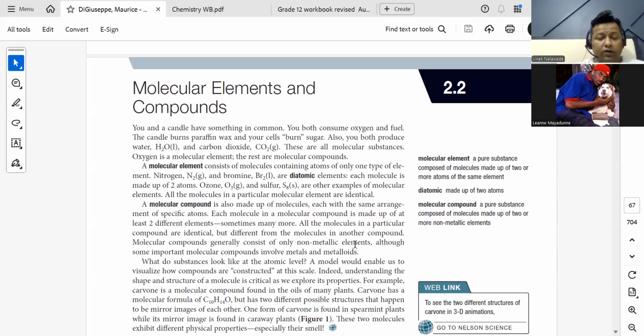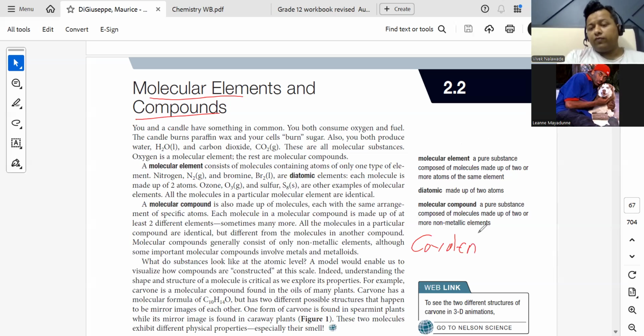Okay, done. So molecular elements. Now let us understand what are molecular elements and compounds. For molecular elements and compounds, let us first understand what are covalent compounds, or covalent bonds. So covalent bonds are formed by sharing of electrons.